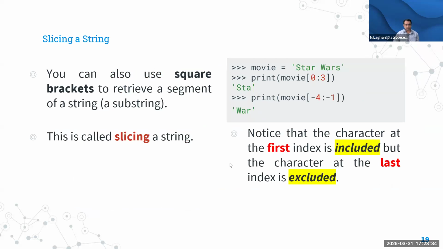Good. Now, slicing a string. Slicing is when, rather than a single character, you want to fetch a slice of your string. So you say print a slice from the string. You start with 0 and go up to 3. So 3 won't be included; it is 0, 1, and 2. So it will print STA, and 3 would be ignored in that case.